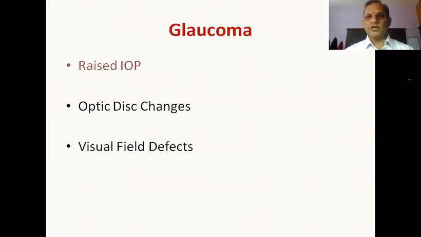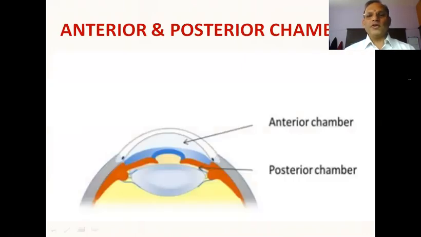To understand raised intraocular pressure, we need to have basic knowledge about the various chambers of the eyeball. In the eyeball, we have the anterior chamber and the posterior chamber. The anterior chamber is present behind the cornea and in front of the iris, whereas the posterior chamber is present in front of the lens and behind the iris.